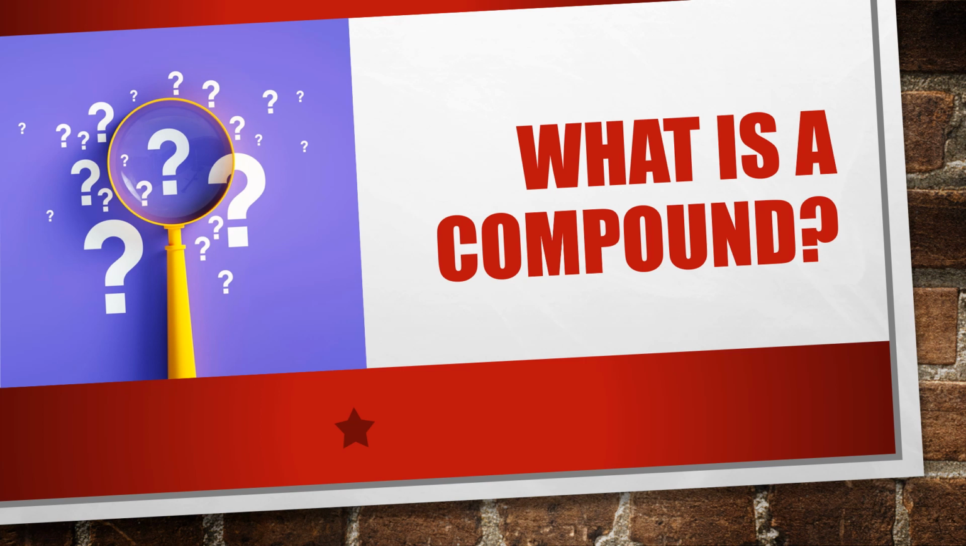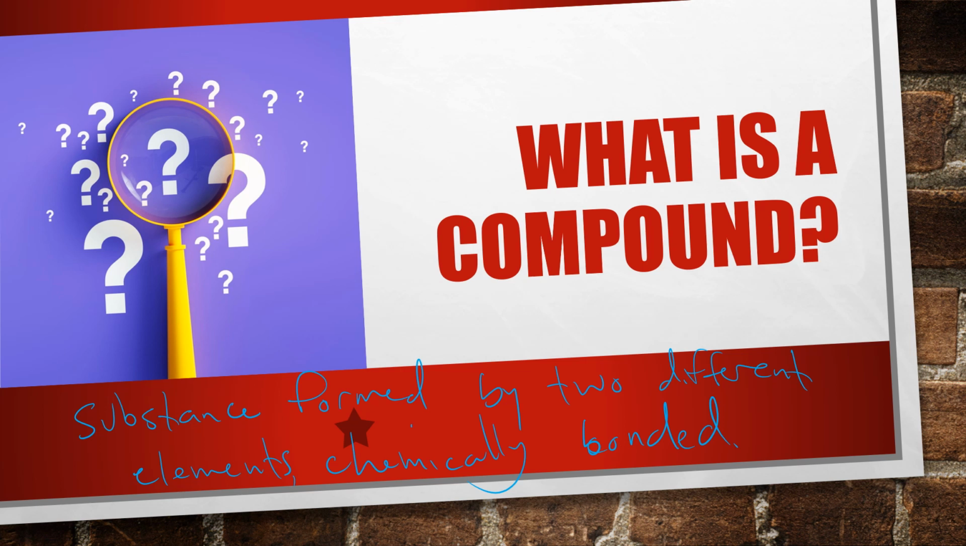A compound is a substance formed by 2 different elements, chemically bonded. Remember, if they're not chemically bonded, it's just a mixture. Just a mixture. So again, 2 different elements chemically bonded.